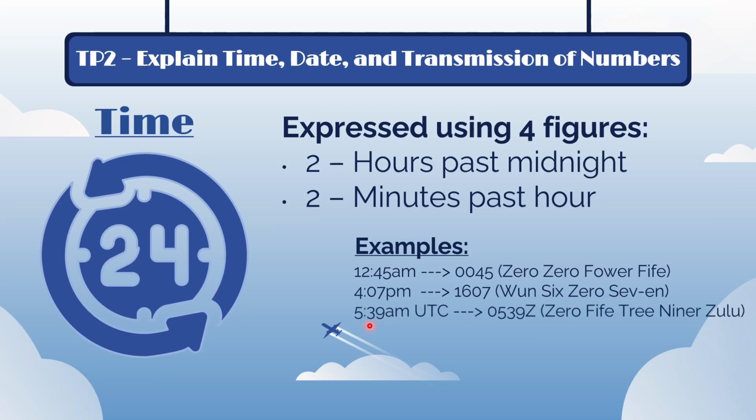And finally, for UTC time, also known as Greenwich Mean Time or Zulu time, we add a word at the end. For example, 5:39 a.m. Zulu time, we say as 0539 Zulu. Okay, so that's how we say time. And another thing is dates. For dates, the first 2 digits are the day and the rest are the time. Okay.